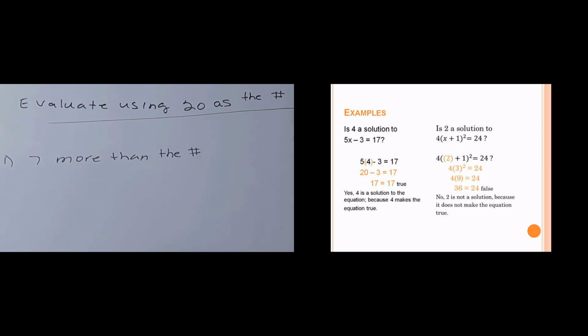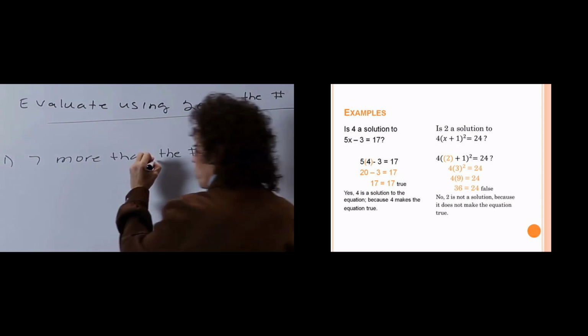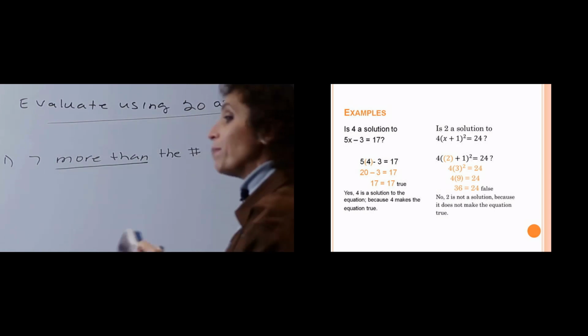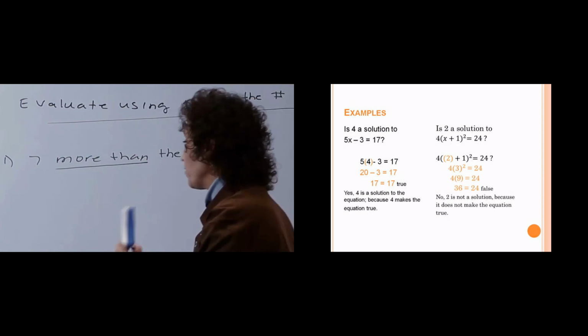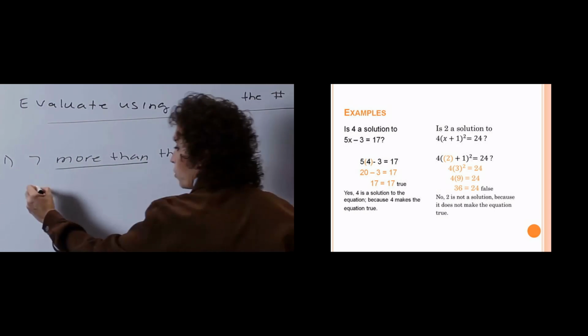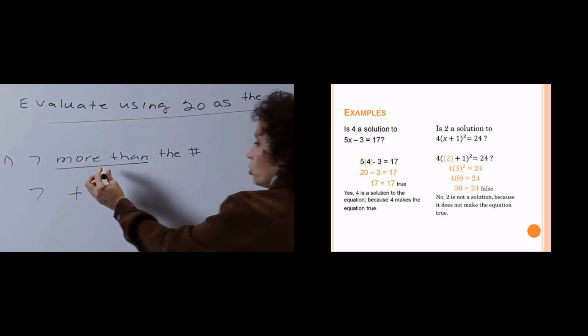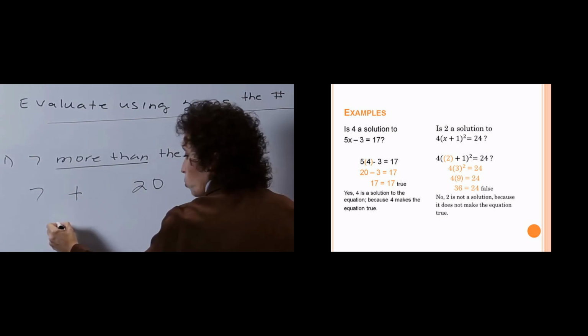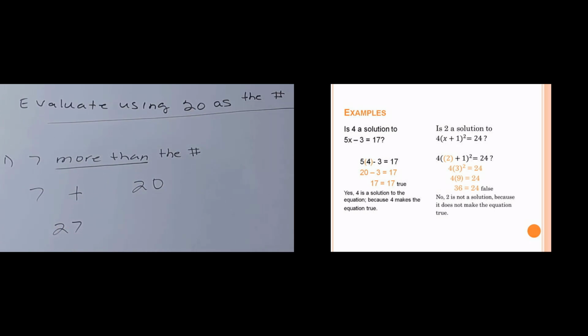7 more than the number. So we have to figure out what more than means. Be really careful here. More than, is that going to be the equality symbol? Think about that. I hope you're thinking, no, it's absolutely not going to be an equality symbol, because there is no "is" there. So it's not the equality symbol. So more than, if you remember from our keywords, means plus. So 7 more than the number, and the number we said was 20. So 7 plus 20 is 27.